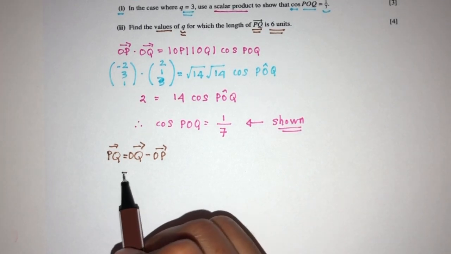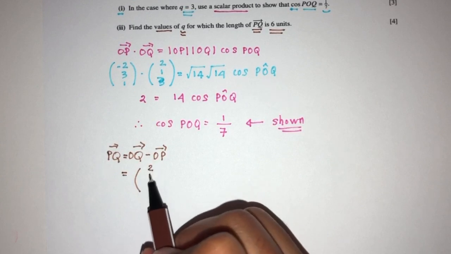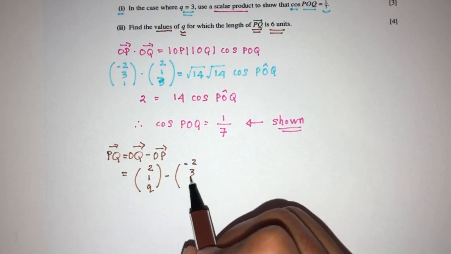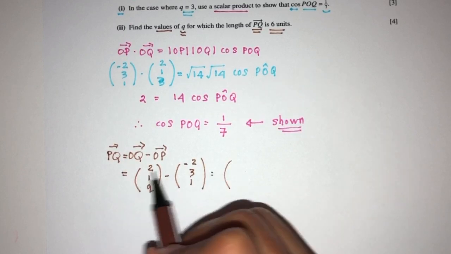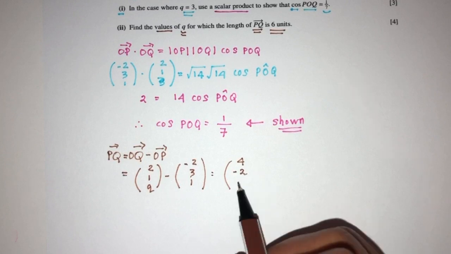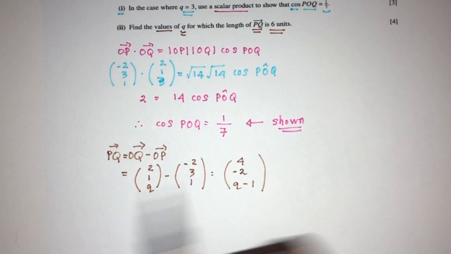Anyways, now let's find this one. OQ will be 2, 1, Q minus OP, minus 2, 3, 1. 2 minus minus 2 is 4. 1 minus 3 is minus 2, and Q minus 1. Right, that will be the values of the vector PQ.